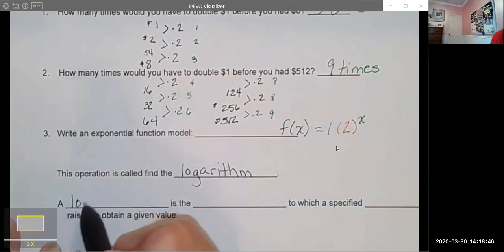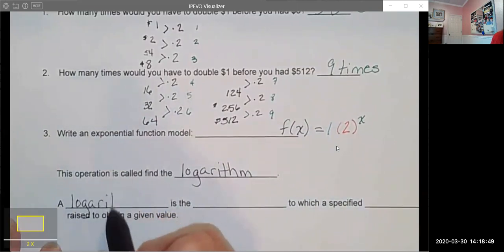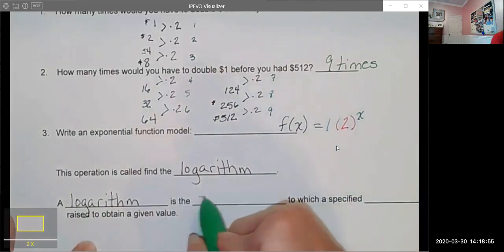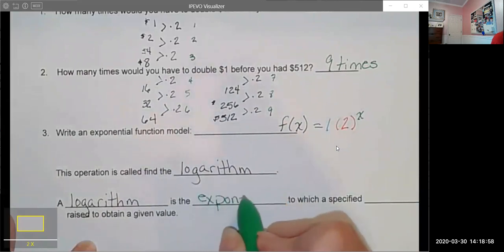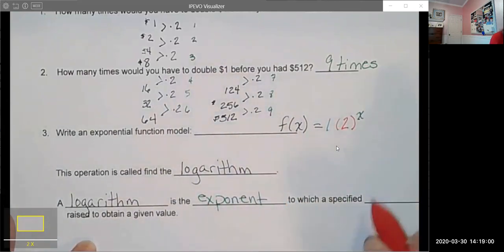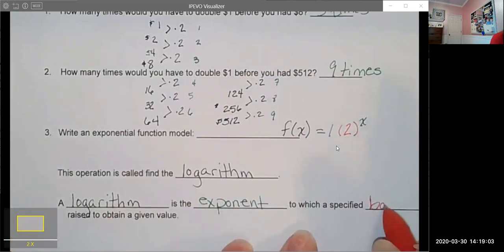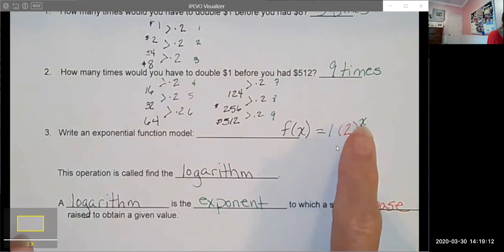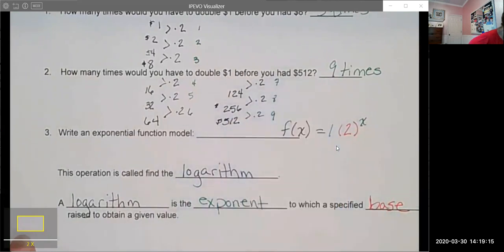A logarithm is hard to spell for me, but in addition to that, it is the exponent to which a specified base is raised to obtain a given value. So if I think about that up here, I raise 2 to the x power to get an end value of 512. So the logarithm of 512 base 2 would be 9 in this case. That's our warm-up. Let's delve into the actual lesson now.